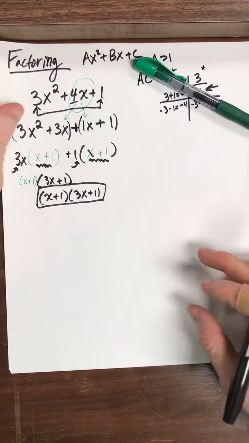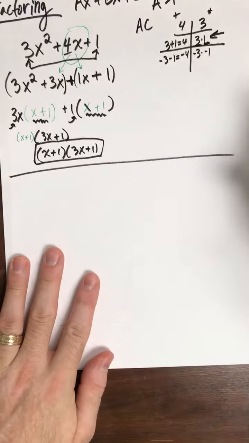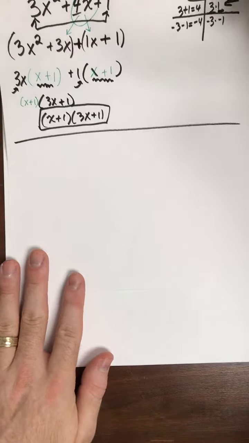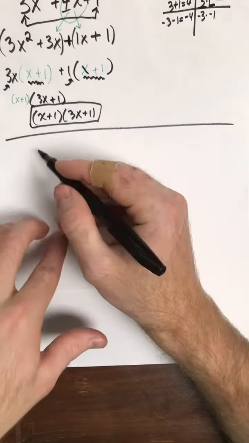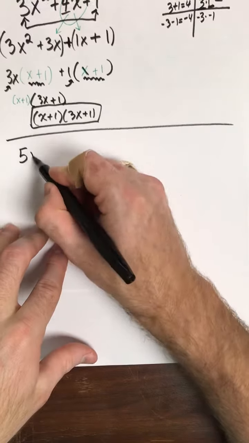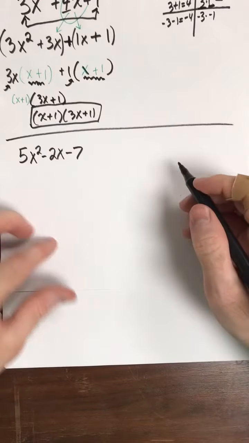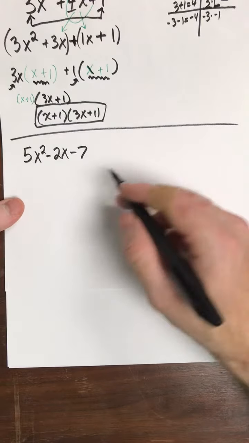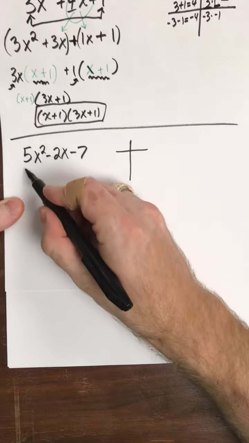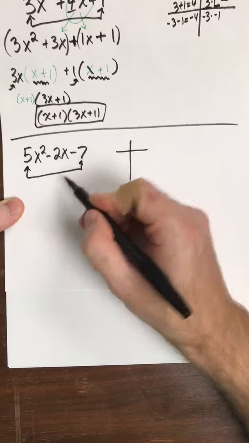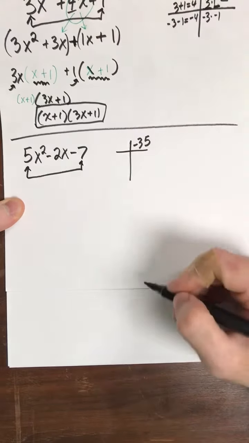Let's try another one. Maybe now instead let's do 5x squared minus 2x minus 7. So 3 terms, trinomial, t-chart. I'm going to use the AC method, multiply the first and the last. 5 times negative 7, that's negative 35.